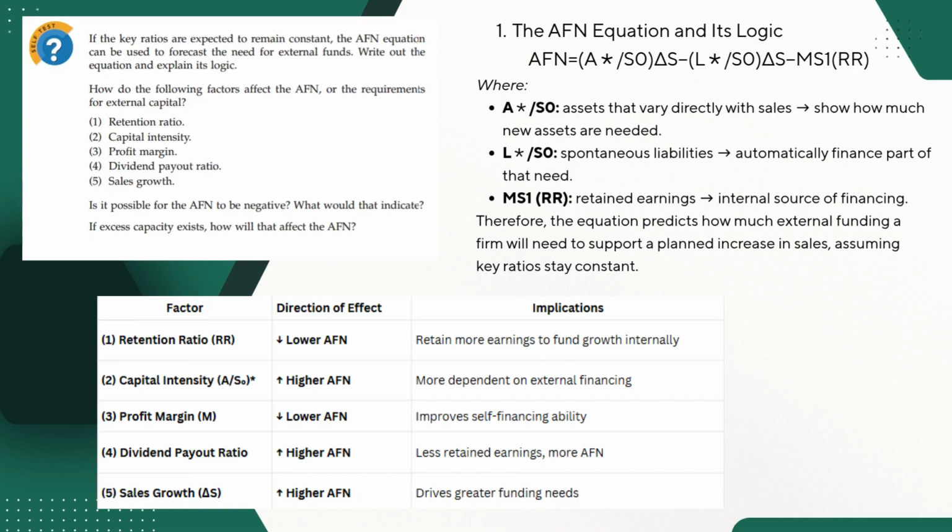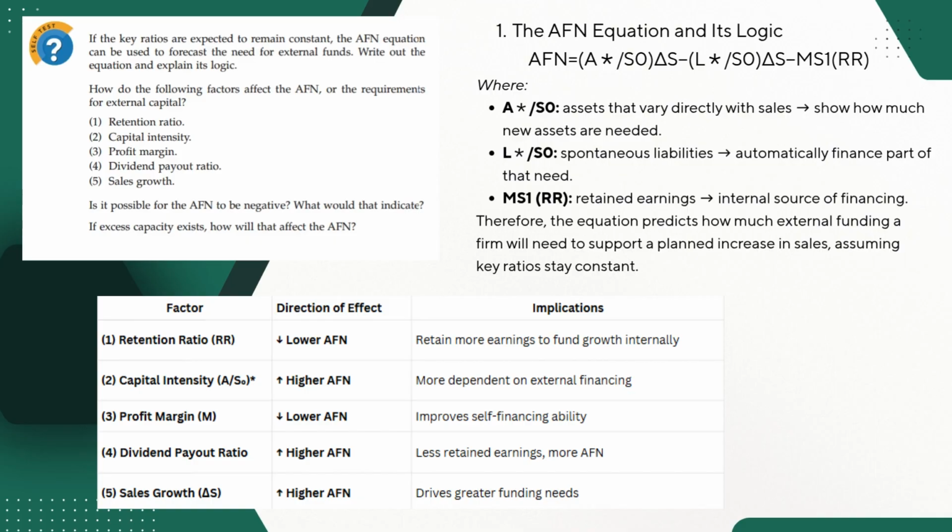Next, capital intensity. This ratio measures how many pesos of assets are needed per peso of sales. The higher it is, the more asset intensive the business is, meaning it requires more capital to grow. So, the direction of effect on AFN is higher. For example, a cement company needs expensive, heavy equipment and raw materials to expand or increase sales. It's highly capital intensive. So every sales increase requires a lot of new investment.